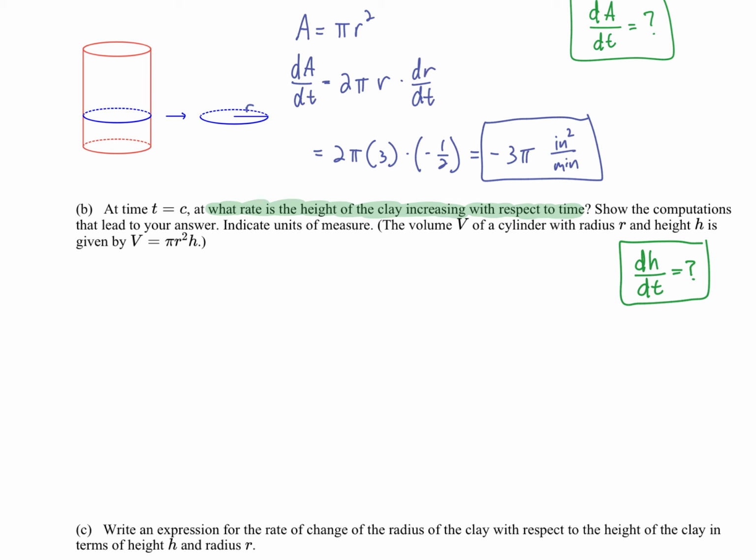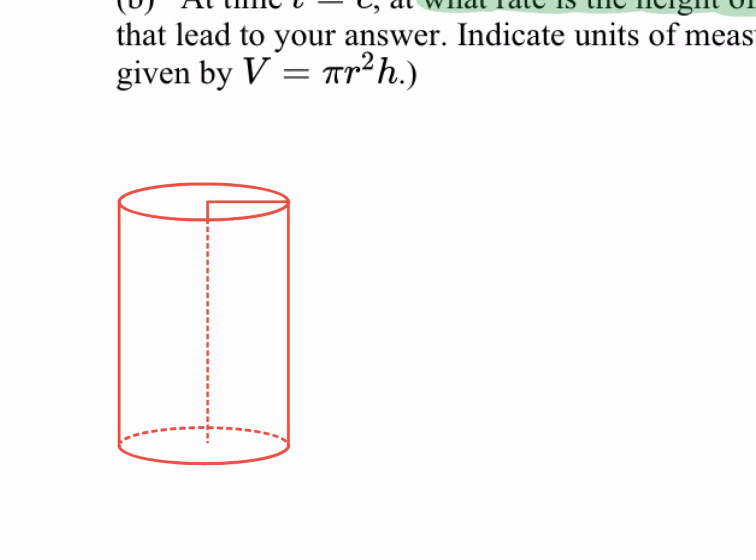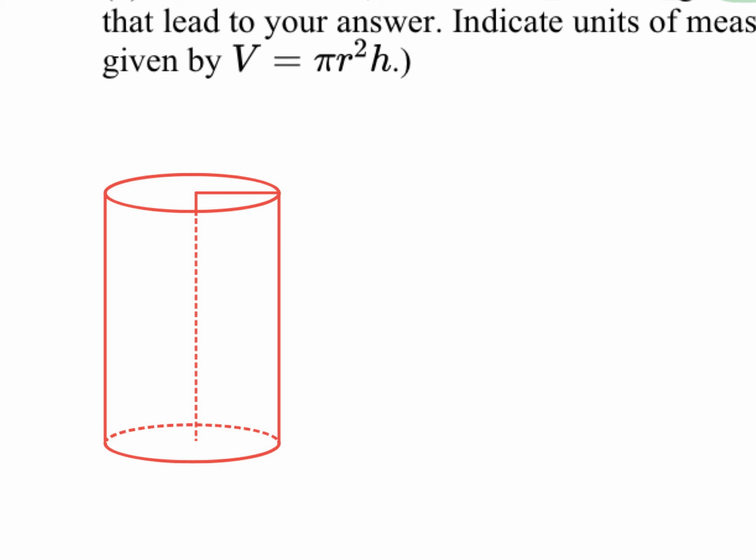Okay, so we need an equation that involves height. In this case, we have this volume formula that involves height. So let's make a picture first. That's our cylinder, and anything that's changing, we'll label with a variable. So this radius will be changing and this height will be changing. Make this radius r and this height h.